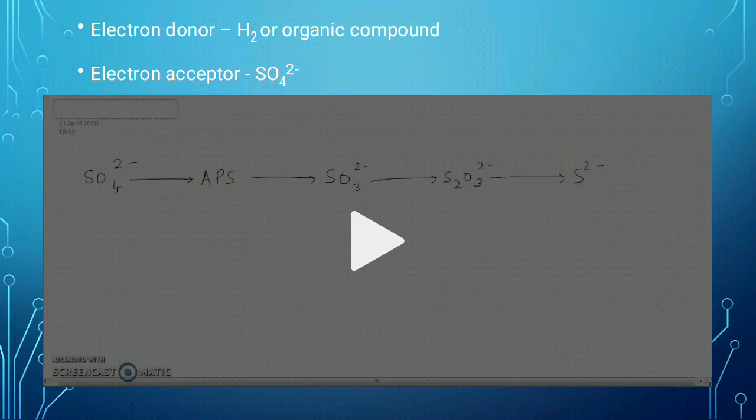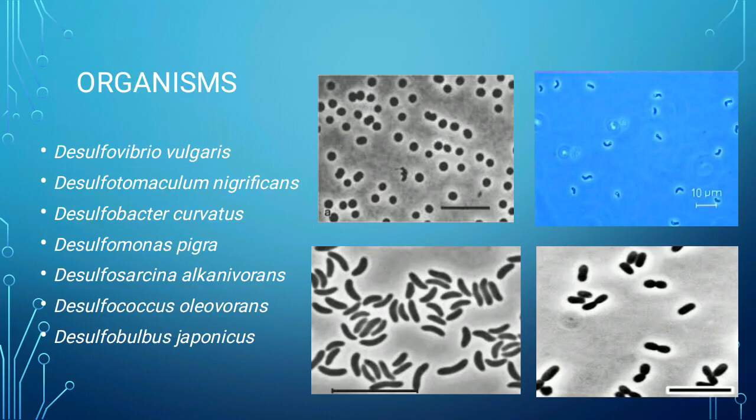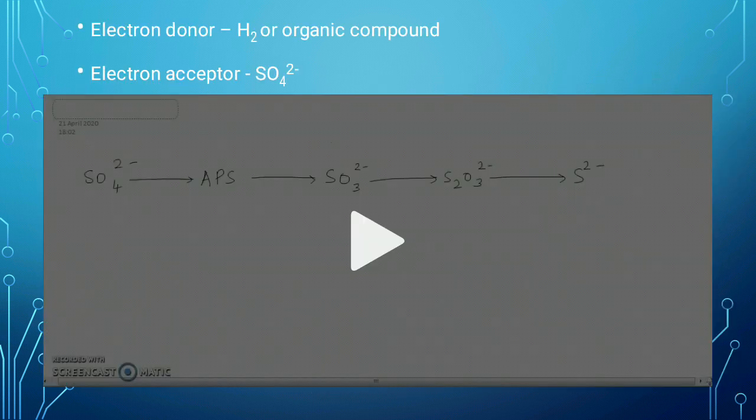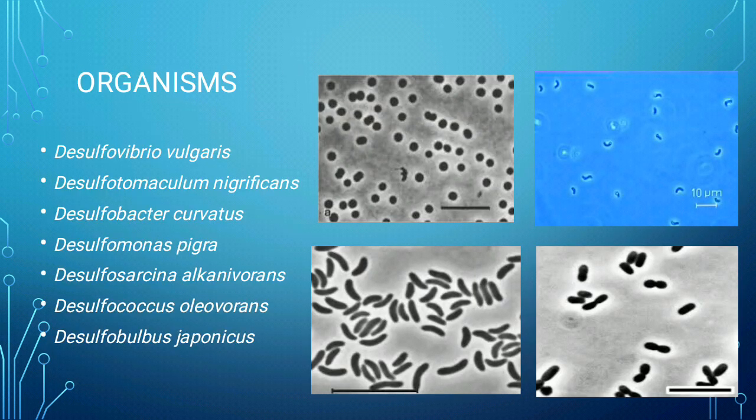Now the organisms that carry this out belong to several genera like Desulfovibrio, or this diagram shows Desulfovibrio, or we have Desulfobacter, Desulfotomaculum, Desulfomonas, Desulfosarcina, Desulfococcus, Desulfobulbus. So if you see here, the first diagram is Desulfococcus. Moving clockwise, it is Desulfovibrio. Downwards, you have Desulfobulbus, and this diagram is of Desulfobacter.